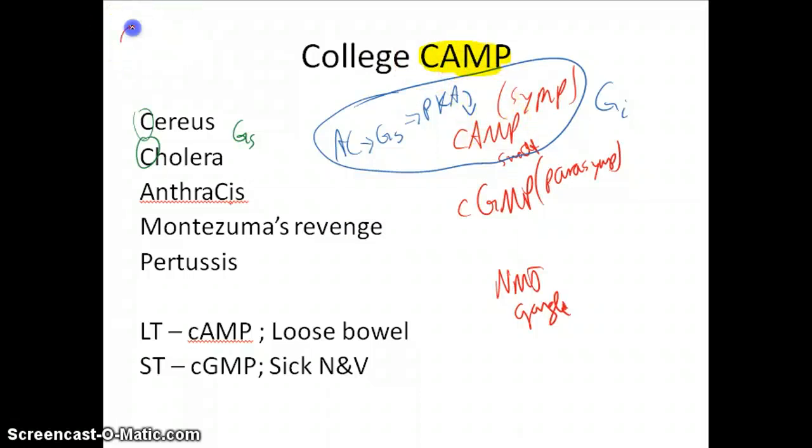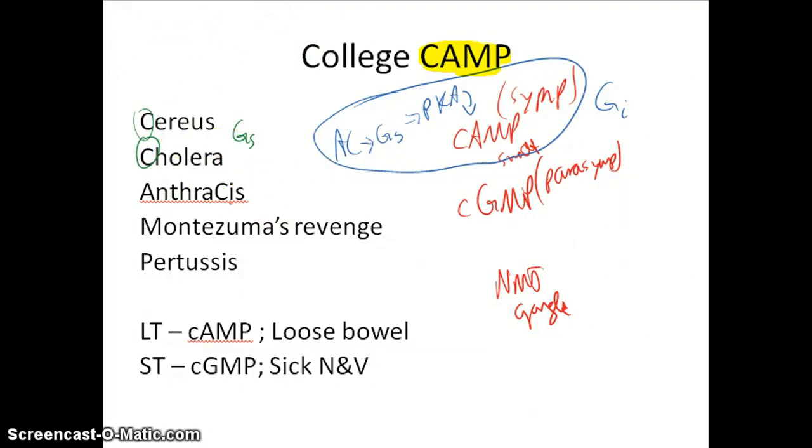There is another CAMP that is less commonly talked about. That is for a test. It's made by Christie, Atkins, and Munch-Petersen or something like that. But anyway, it's the CAMP test, and you're only going to have your group B strep and your listeria that are going to be CAMP positive. That's for the CAMP test though, okay? We're talking about cyclic AMP here, mechanisms of action, alright?